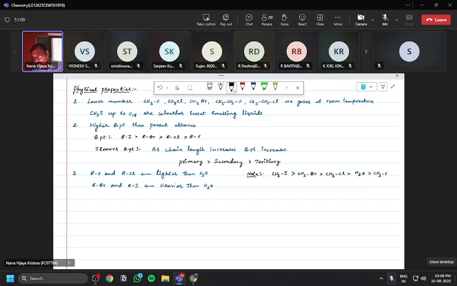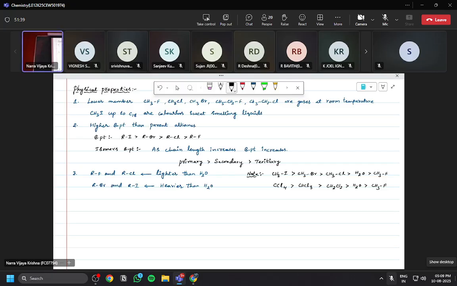This means generally all alkyl fluorides, methyl fluoride, are less dense than water. Fluoride is almost close to water. If the density of water is considered as 1, this may be 1.1. Not much deviation, right? Very close to each other. CCl4 density is greater than CHCl3, greater than CH2Cl2, greater than H2O, greater than CH3F.